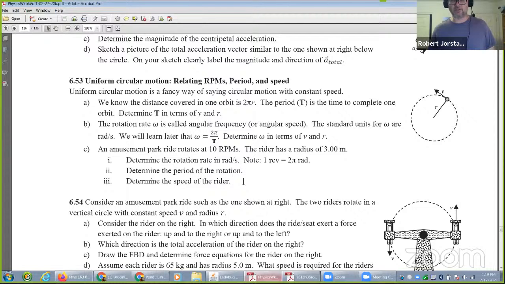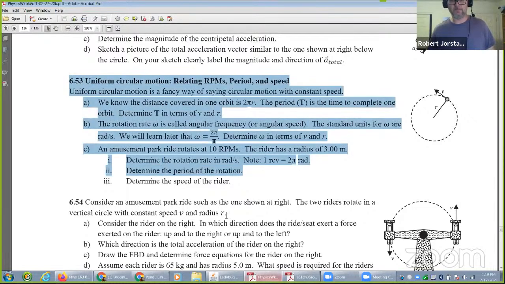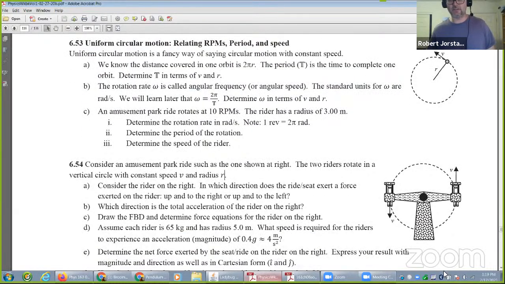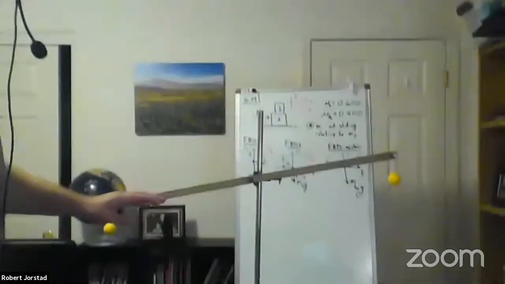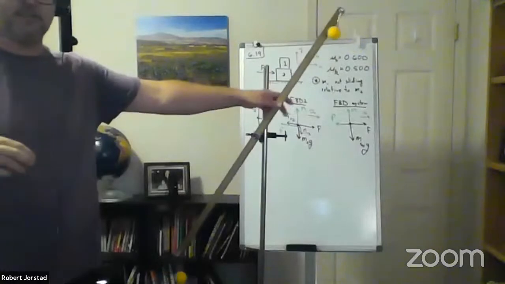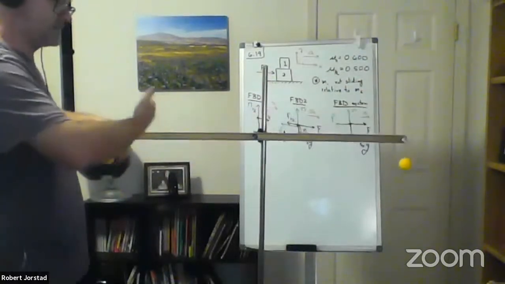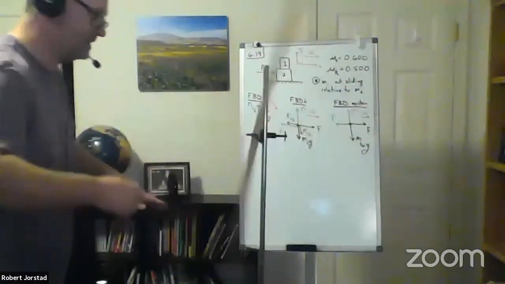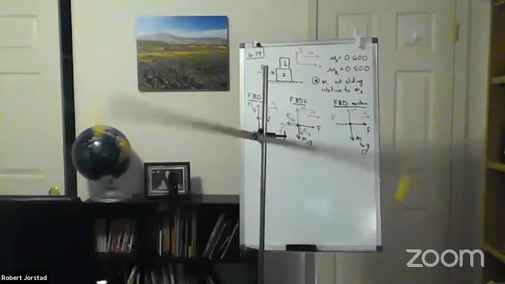Uniform circular motion, right? So I'm just going to get both of these here. Now, if you're wondering what this is supposed to look like or how you get uniform circular motion, here's an example. If you take this thing and you counterbalance it, so you have the same mass on this side and that side, we get a uniform circular motion.